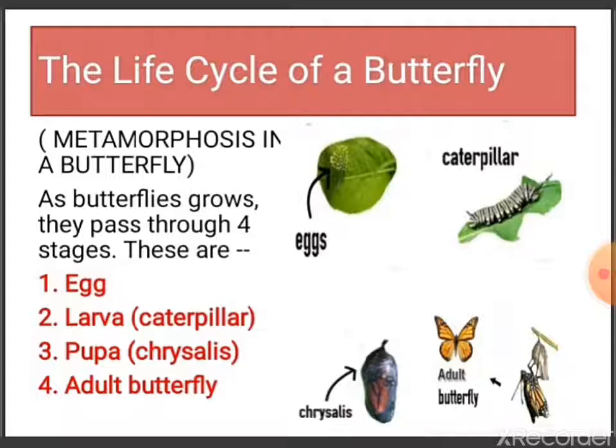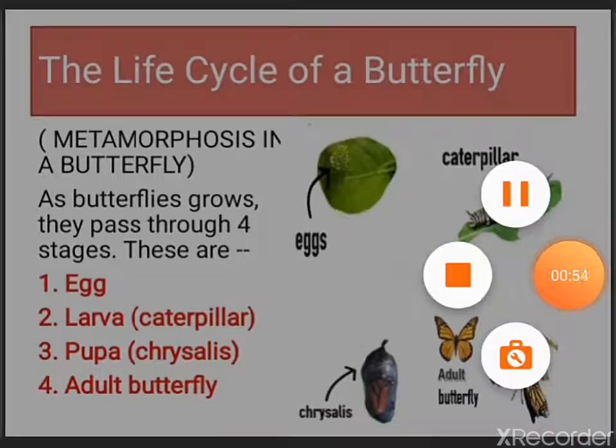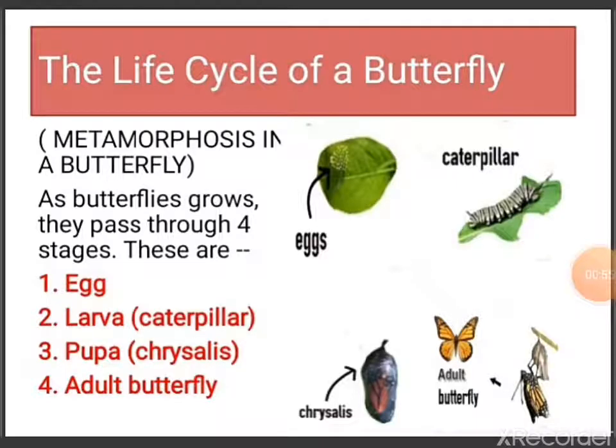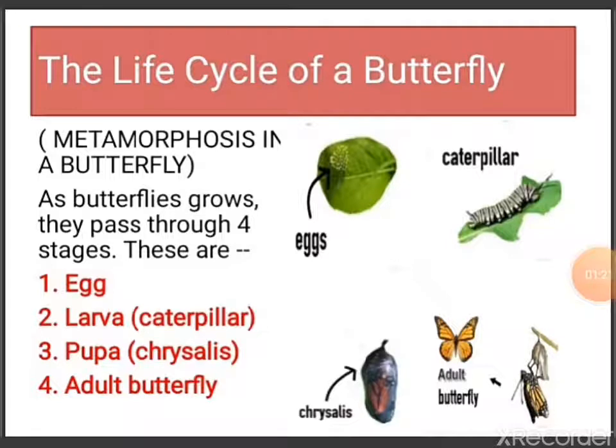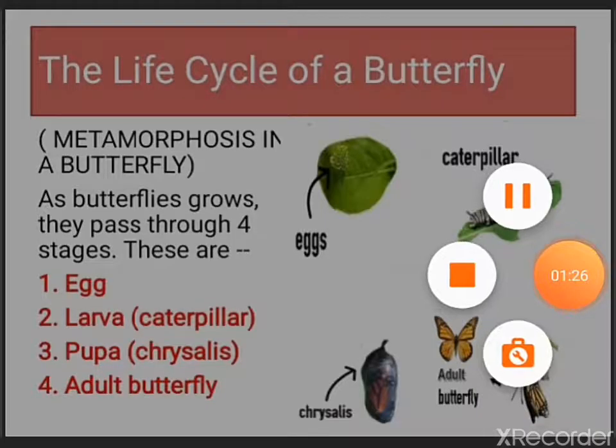Butterflies are indeed very pretty, right? Butterflies of various shapes and beautiful colors are a part of our environment. They live their life among plants. As butterflies grow, they pass through four important stages. These stages are: number one, egg; second, larva, which is also called caterpillar; third, pupa, which is also called chrysalis; and fourth, the adult butterfly. The adult stage is called a butterfly. So let's take an example to see how the growth of a butterfly takes place.